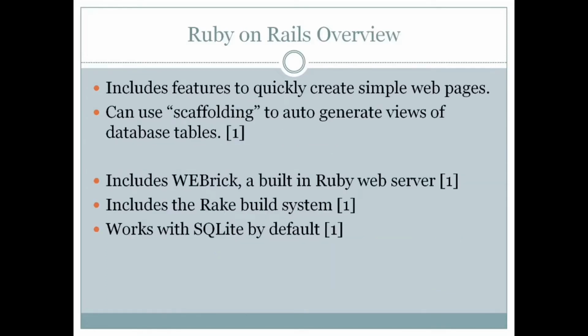It includes features to help quickly create simple web pages. For example, it uses scaffolding to auto-generate views of database tables. If you have a table, for example, of students, and you just want to generate a quick, easy list of all of them, you go to the command line, you enter in some parameters, and it'll generate all the boilerplate for you. And you can take that boilerplate and start editing it to get exactly what you need. So getting to Hello World is really quick.